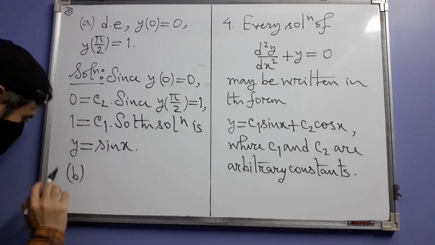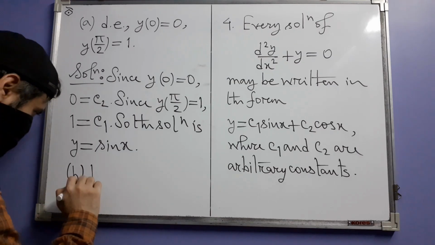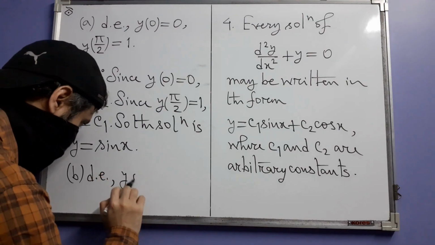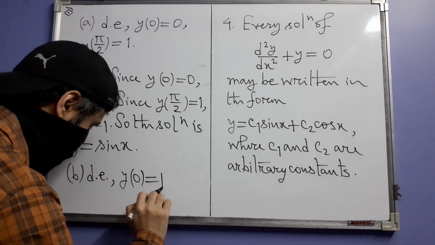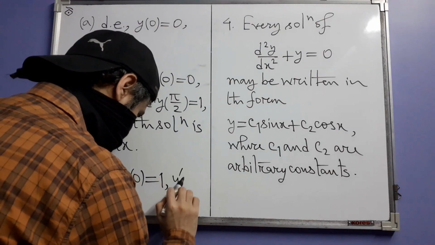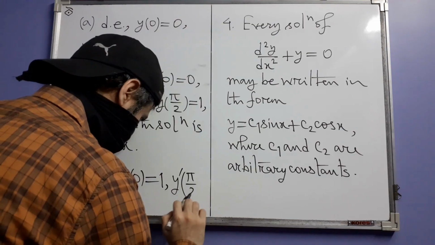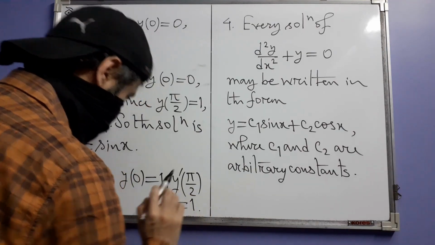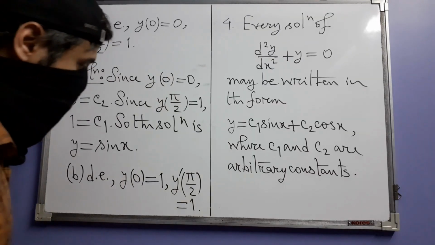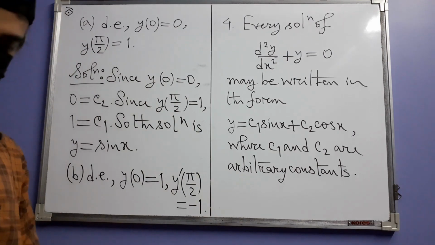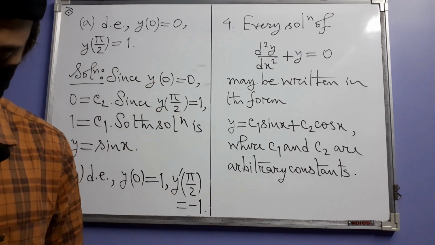Next, B. The differential equation is same and the boundary conditions now are these. y of 0 equals 1, but this time y prime, the derivative of y at pi over 2, is also equal to 1. Oh sorry, not 1 but minus 1. Let's see what we get for this one.